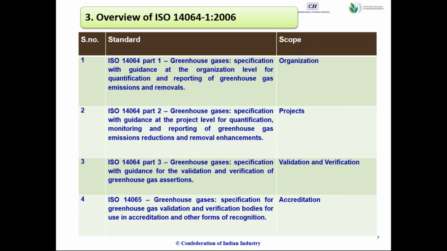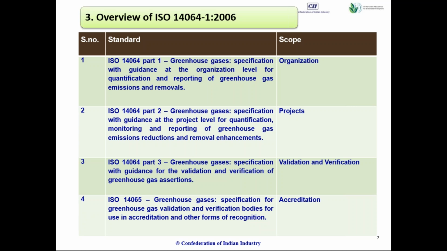ISO 14064 part 2 is at the project level. Project level means a company puts up an energy efficiency project. Now how much GHG emissions have they reduced because of that energy efficiency project? So guidance for that is given in ISO 14064 part 2.